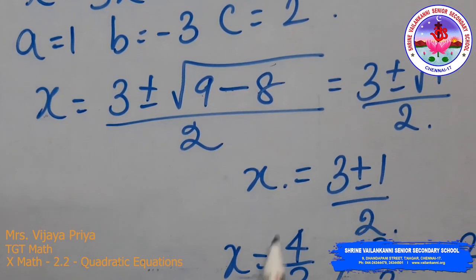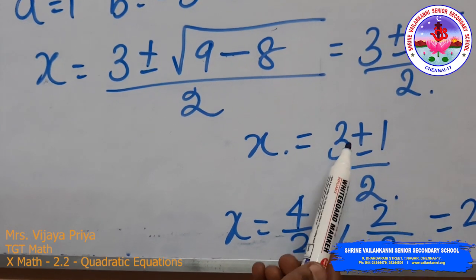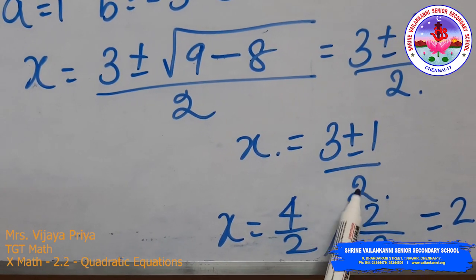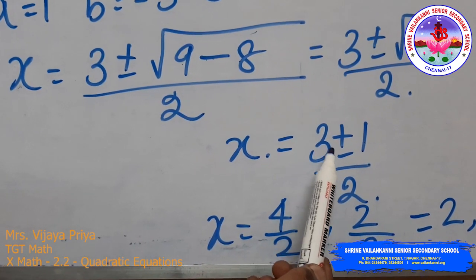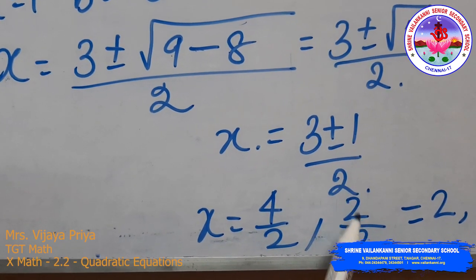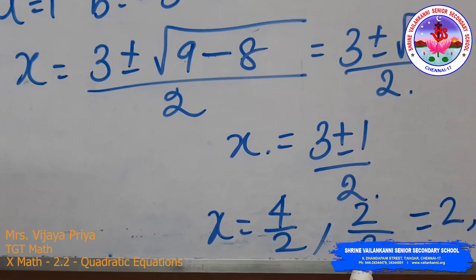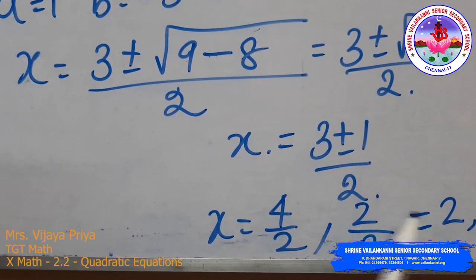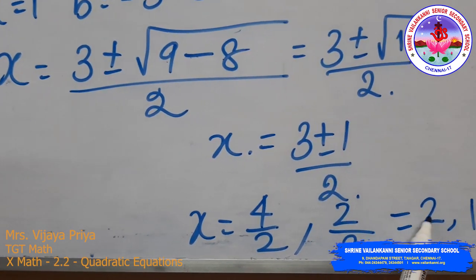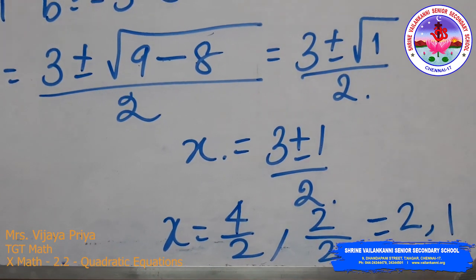So thus x is equal to, you have two values. So 3 plus 1 by 2 is one value. Again 3 minus 1 by 2 is another value. So you get x is equal to 4 by 2 and 2 by 2, where 4 by 2 is 2, 2 by 2 is 1. So we got two roots for the equation.